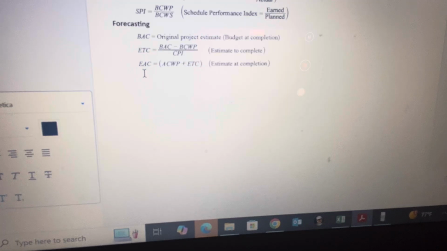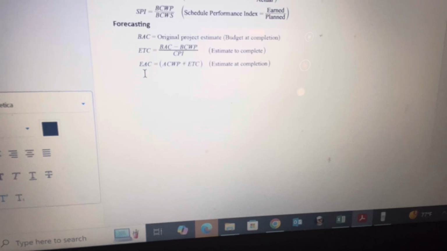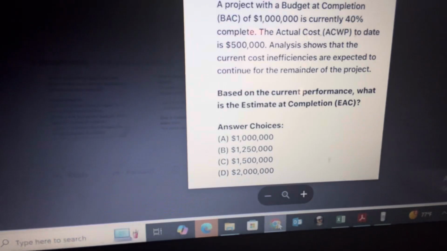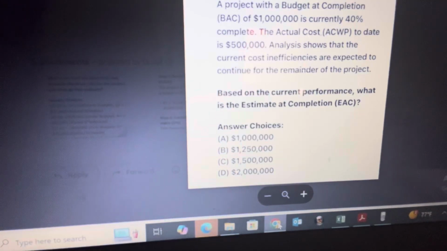So you now have the two unknowns. You are already given the budget at completion, so you will calculate the estimate to complete. You are already given the actual cost of work performed, so you will get the estimate at completion. I will not show you the solution, but I explained the solution. I want you to train on that methodology, not just see the answer. When you calculate that, I will just give you the final answer so you can check. The final and right answer is $1,250,000.